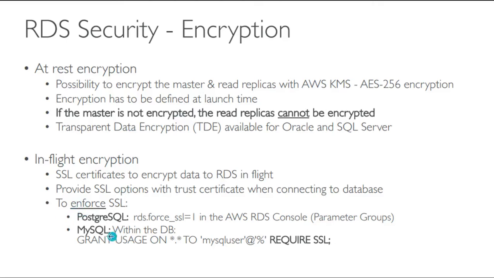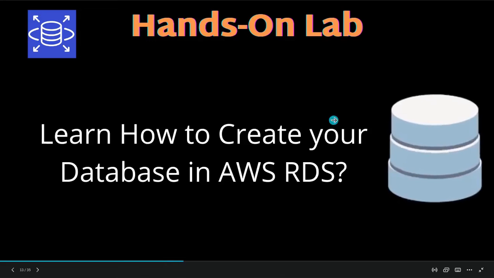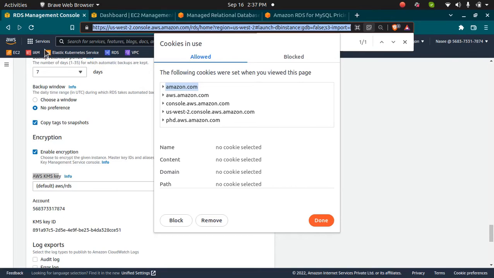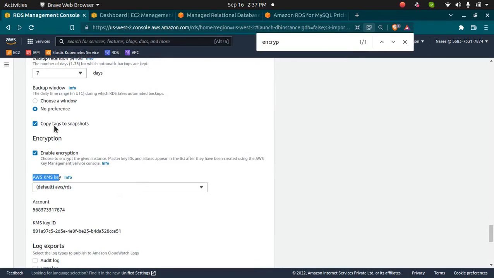So to enforce SSL in Postgres, you need to pass this in the parameter group, and if you want to do it with MySQL, you need to run this query within the database. We have already seen that, and I've already shown you how to create this database as well. We already have a database running, so I'm going to first cancel this. Okay.